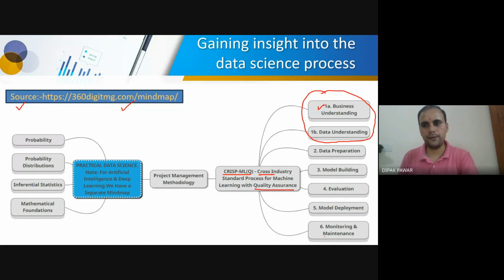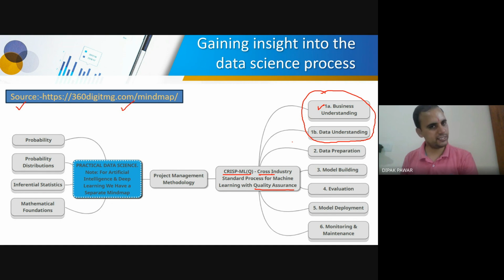Okay, so we are talking about the machine learning process, and in this process we are also dealing with the quality assurance part. So these are the important 6 blocks we have. In your in-sem exam, they will ask these individual blocks separately, or they will ask you the question: explain the data science process.